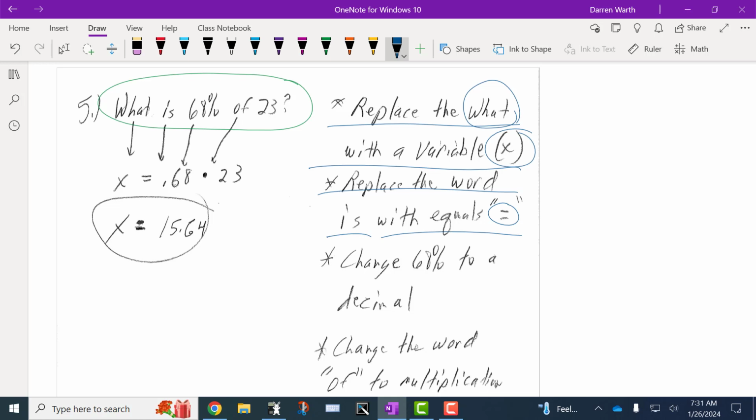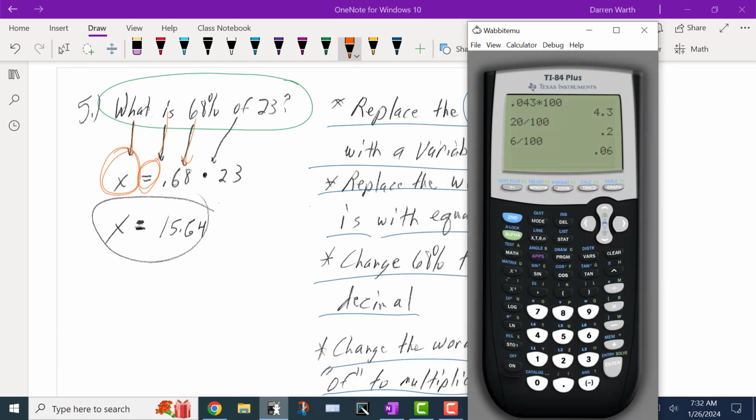We also have to change 68% to a decimal. We had a little bit of practice with that on our previous problems. And then you're going to change the word of to multiplication, because that's what of means in mathematics. So you'll notice that's what I did right here. In place of what, I put a little x. So x equals 68%. If you need to, use your calculator to change that over.